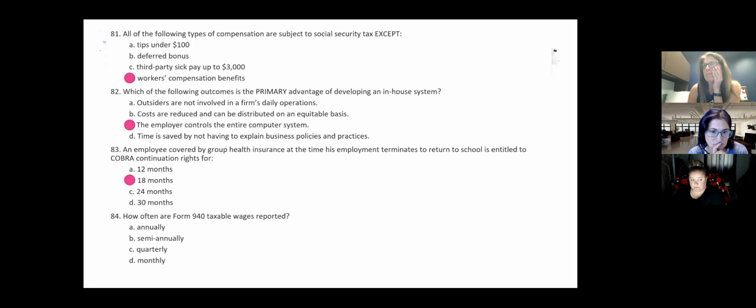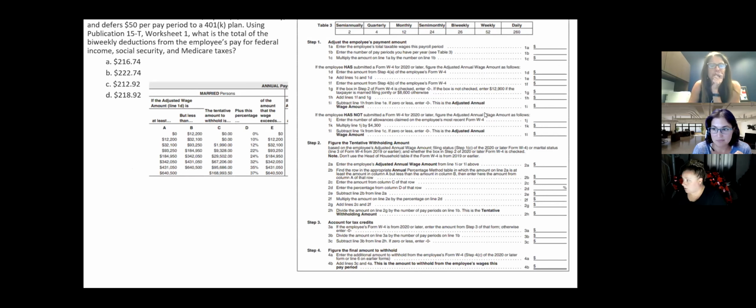Good job. How often are Form 940 taxable wages reported? Good job. Annually. Form 940 is an annual form only filed once a year after the fourth quarter is finalized. Another super long one, and I've cut the top of the slide off again. Let me read it to you.